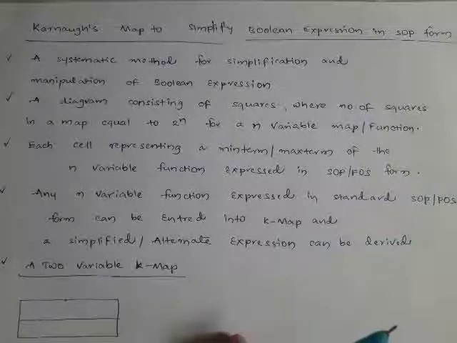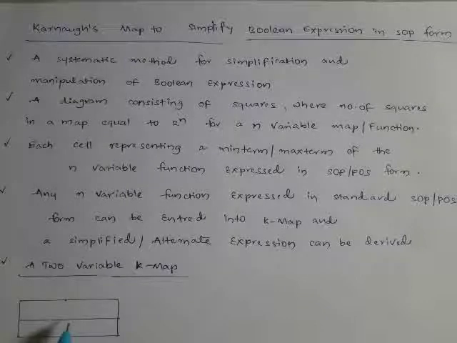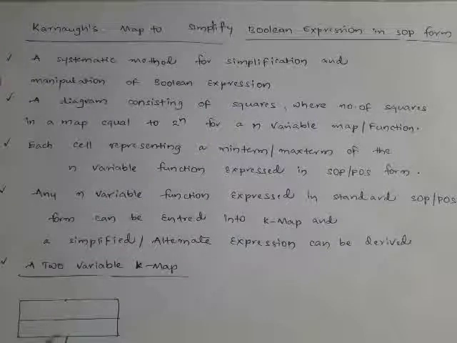So first we'll look at how a 2 variable K-map is constructed, and how a function of 2 variables expressed in standard sum of product form can be represented on the K-map. And next we'll look at the other variable K-maps. So first we'll go through the 2 variable K-map.